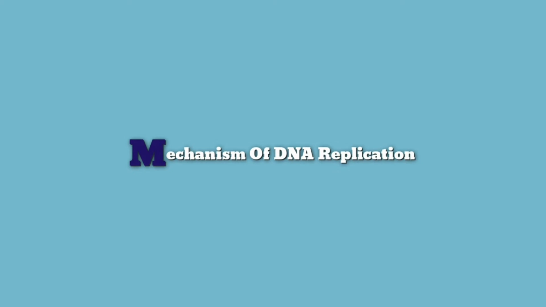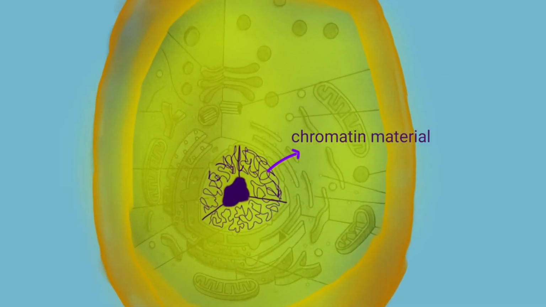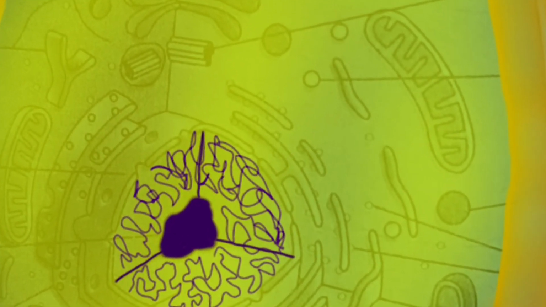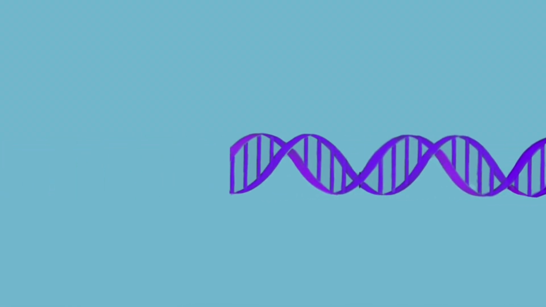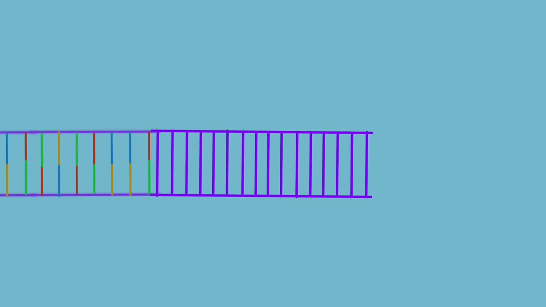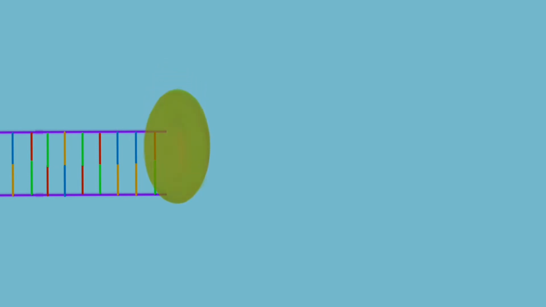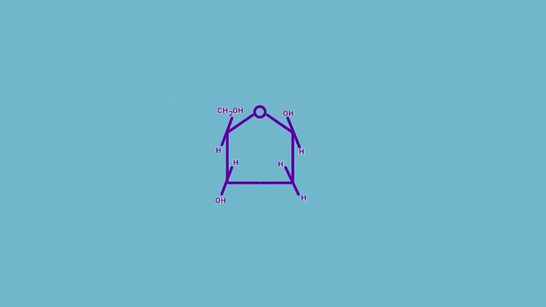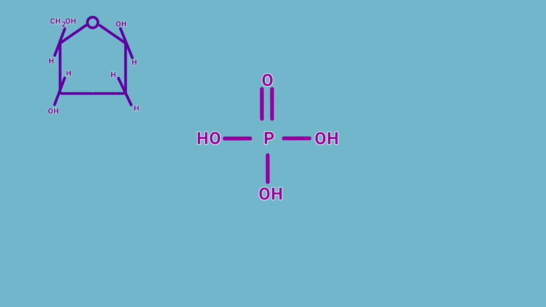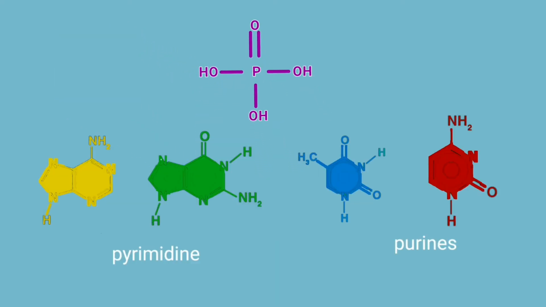Mechanism of DNA replication. In a living cell, DNA replication takes place under the action of certain enzymes, of which DNA-dependent DNA polymerase is the important enzyme. This enzyme is important because both strands of DNA are used as templates and it polymerizes the chain of deoxynucleotides. And we know, one nucleotide contains a deoxyribose sugar, a phosphate group, and a nitrogen base, that is purine and pyrimidine.